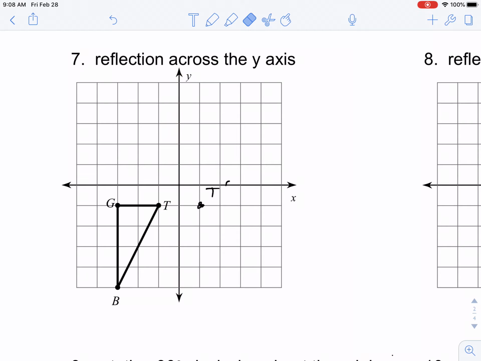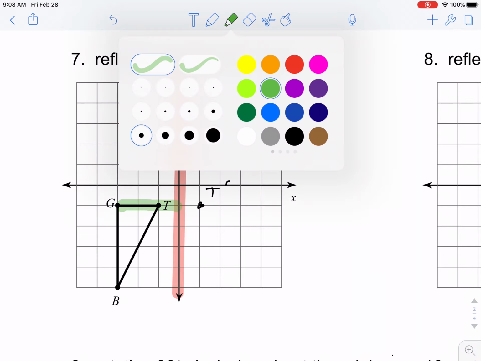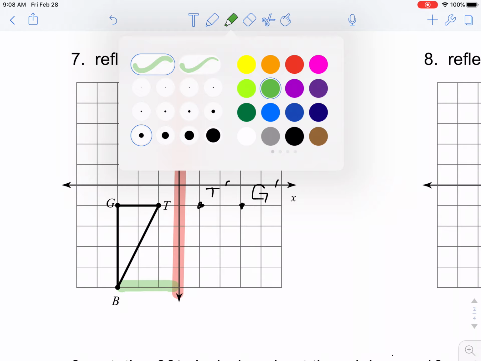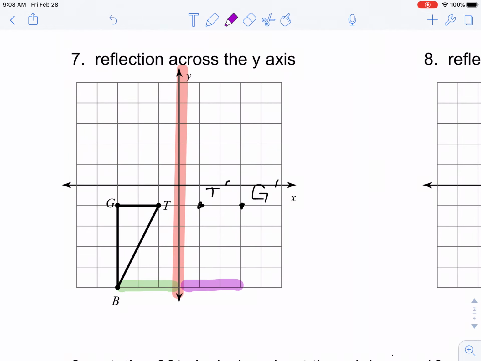Again, this stuff's not going to be here because it's just something that we're doing in our head. And so we do the same thing for G. It's 3 away. So then I go on the other side and I go 3 away. And so the new G gets called G prime, and it goes right there. And then I do the exact same thing for B. It's 3 away. And I go 3 away on the other side. And so this is where the new B prime goes.